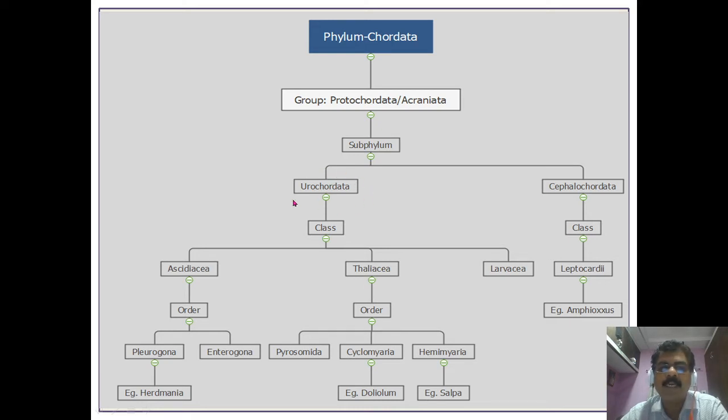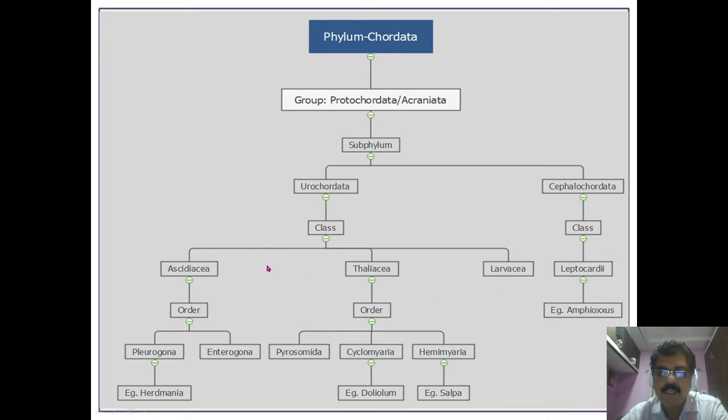In Urochordata the notochord is present in the tail region. And in Cephalochordata, the notochord runs from head region to the tail region. The cephalic means the head region. And in Urochordata, the notochord is restricted to the tail region. This Urochordata is divided into three classes: one is Ascidiacea, then Thaliacea, and the third one is Larvacea.